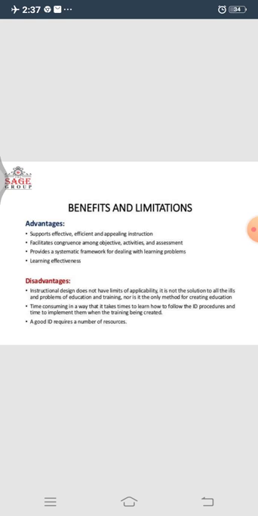Advantages. What will be the advantages of instructional design? It supports effective, efficient, and appealing instructions. That we've already discussed. Facilitates congruence among objectives, activities, and assessment. This has to be there.